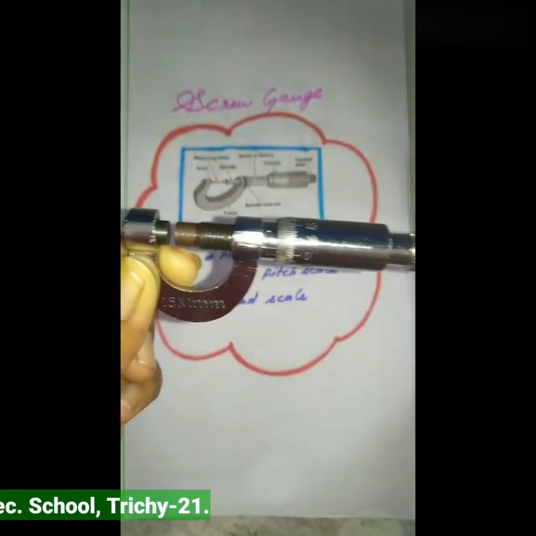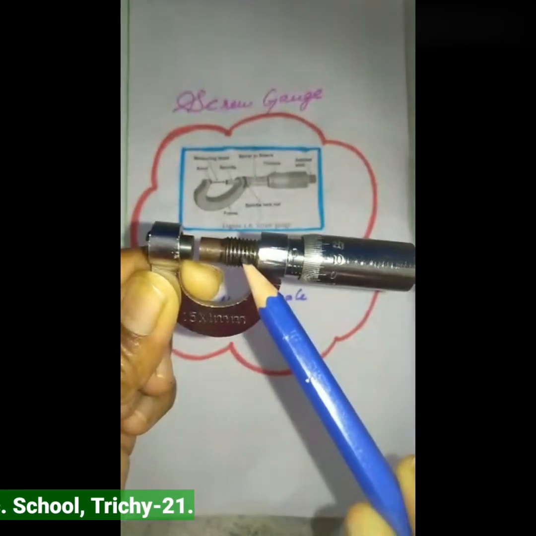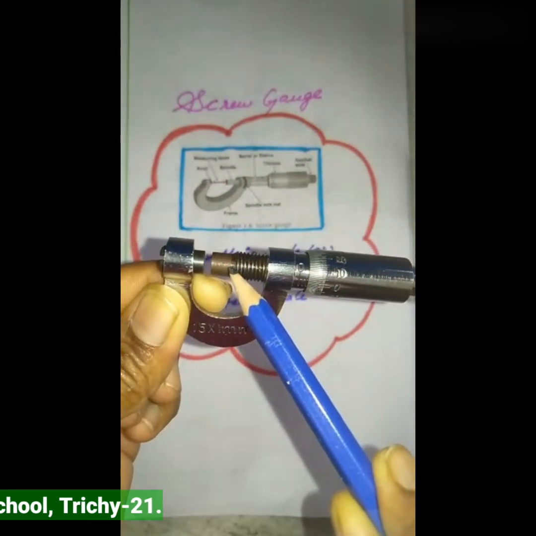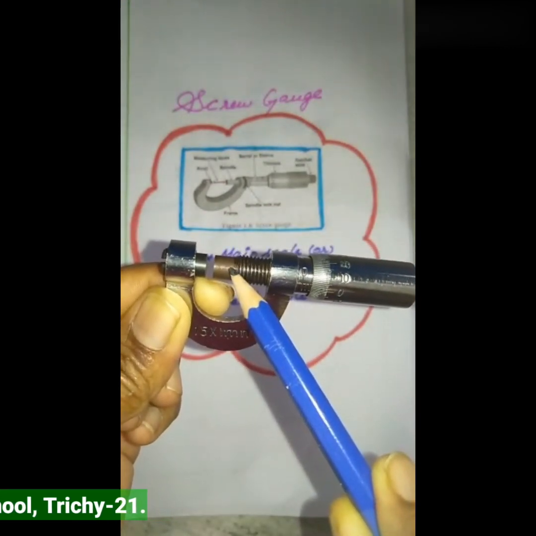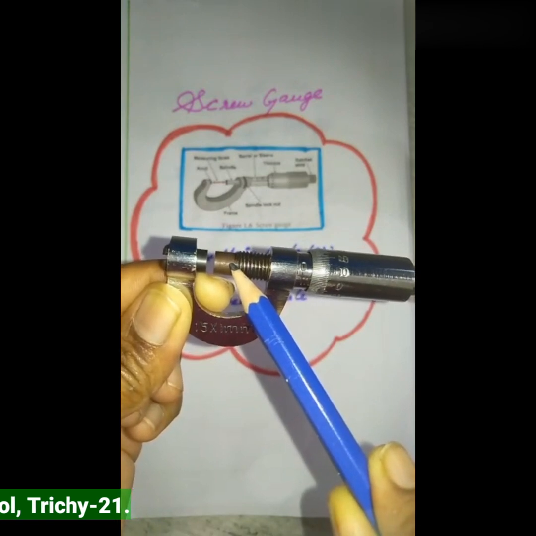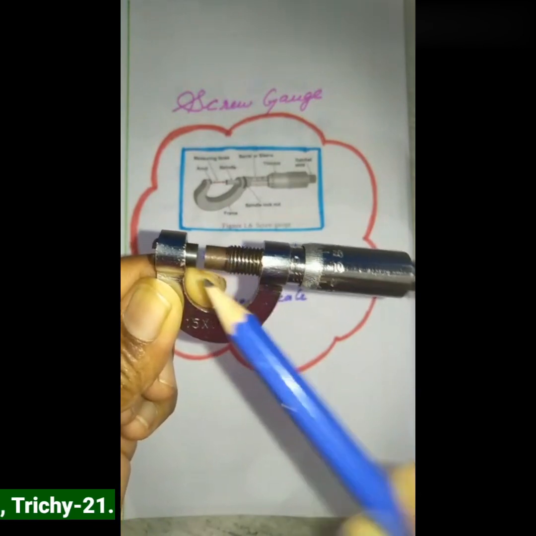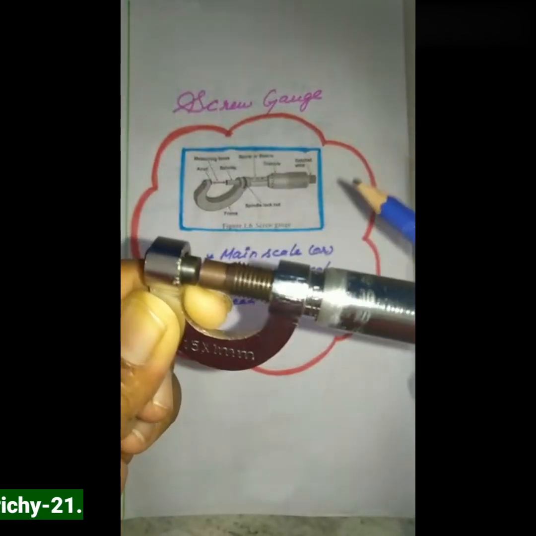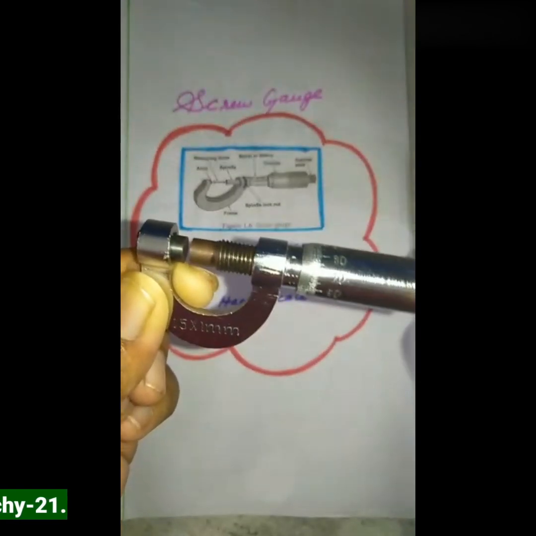Next, at the other end of the frame is a plane surface. That surface is known as the spindle. The spindle is moved by turning a ratchet.